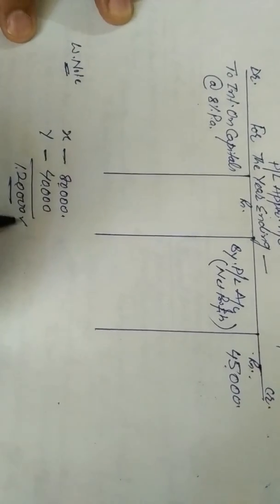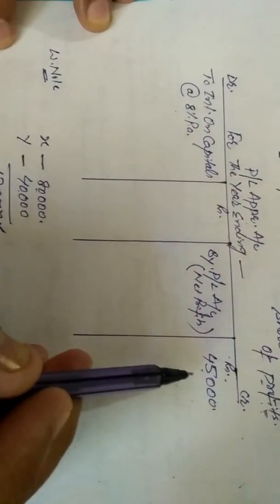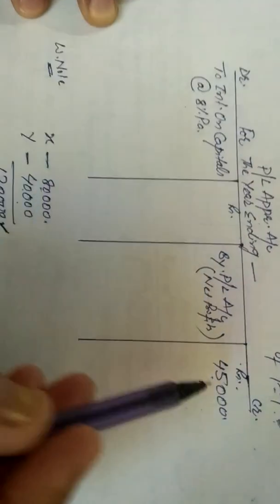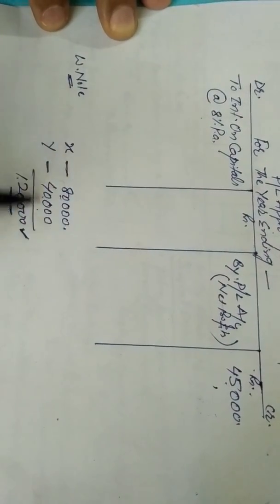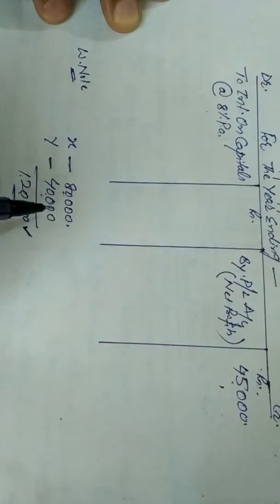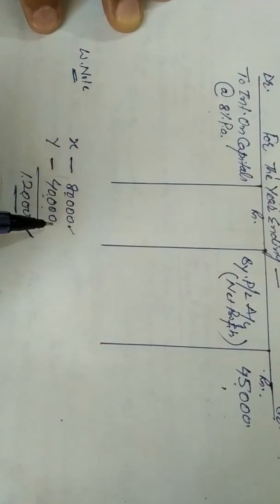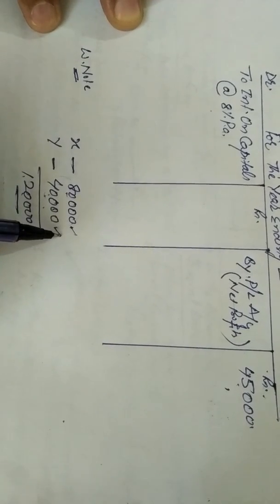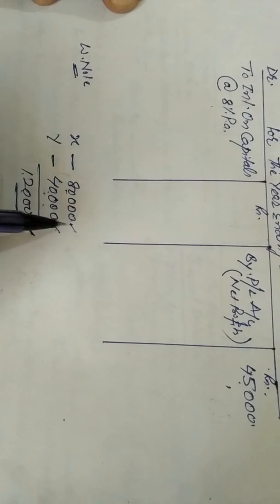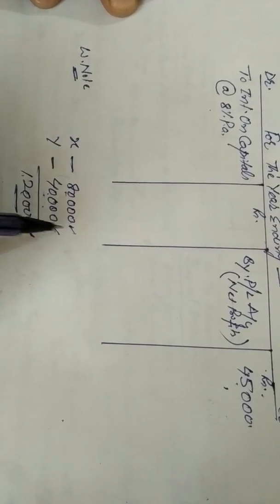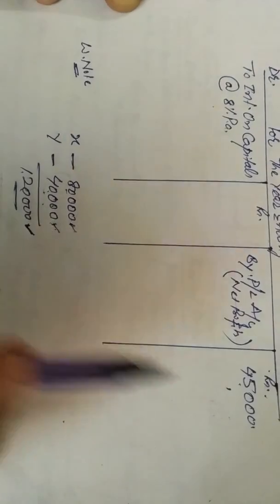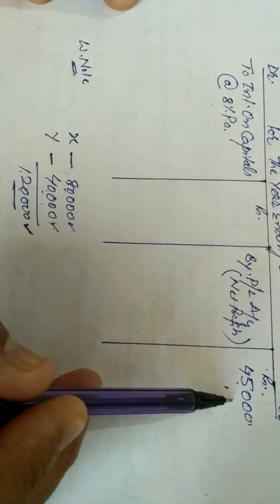Now the interest amount is 1,20,000, but the given profit is only rupees 45,000. This means the appropriation of profit is more than the given net profit. In this case, the total amount of interest cannot be provided to the partners because it is treated as an appropriation of profit. That means it will be given only out of profit, but we have a profit of only rupees 45,000.